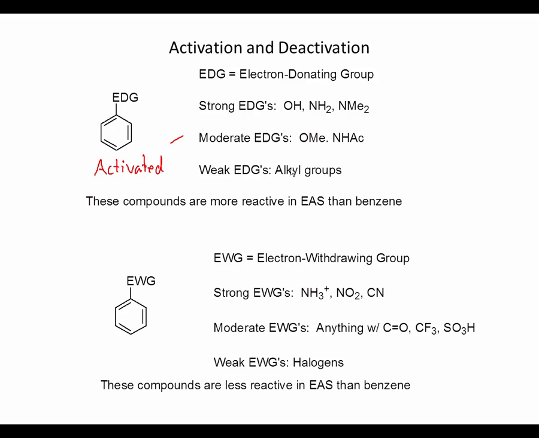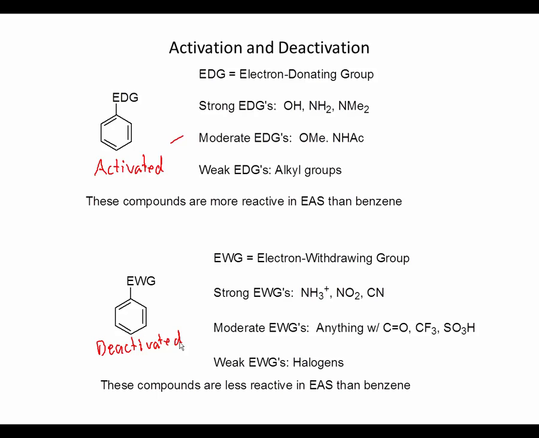The other type of substituent is called an electron withdrawing group. An electron withdrawing group results in a ring that is deactivated relative to benzene. Okay. So anything with an EWG on the benzene ring is less reactive than benzene is in electrophilic aromatic substitution reactions. Okay? Good examples of electron withdrawing groups are here.